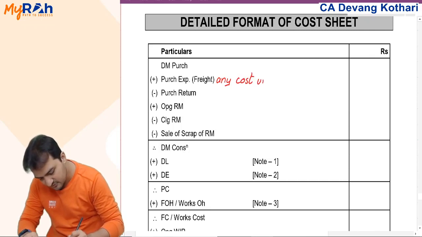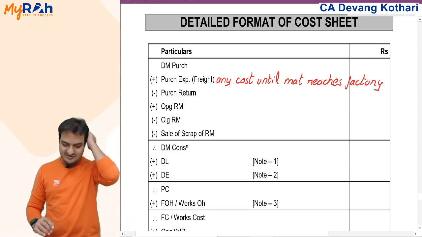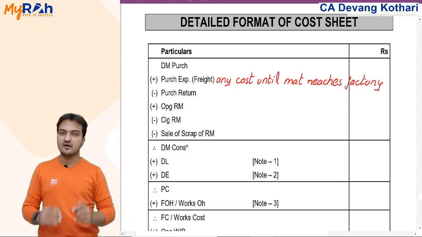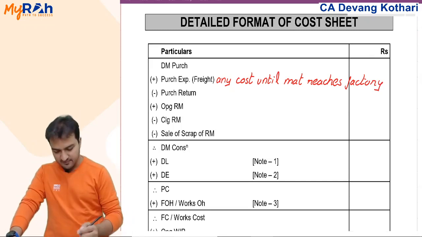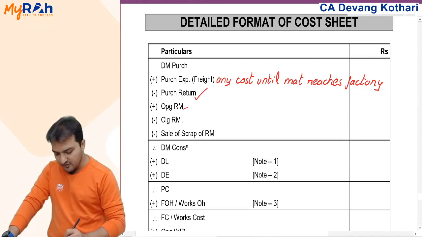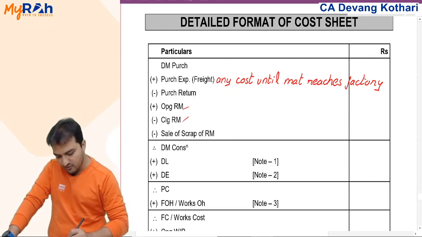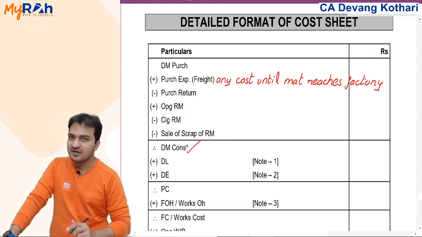So purchase expense here is any cost until the material reaches the factory gate. Any cost until the material reaches my factory gate will be put under purchase expense here. Minus purchase returns if any goods are returned. Add opening less closing minus scrap value. Sale of scrap for raw materials will give me direct material consumption. All that we have done.